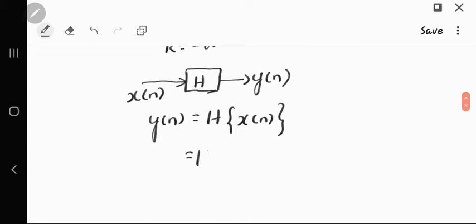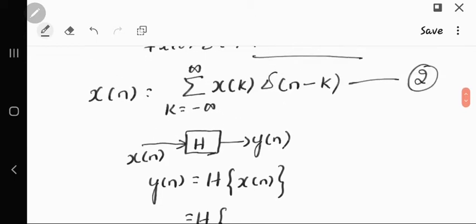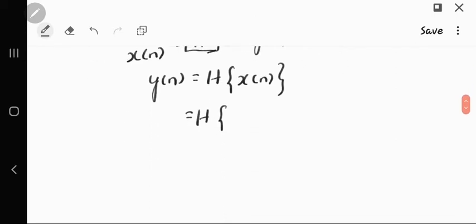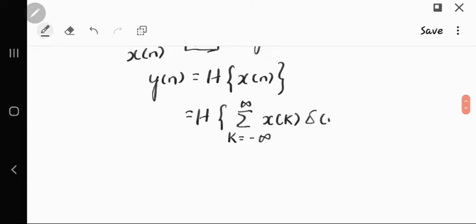Now substitute x of n here. So I am substituting this x of n value, that is from equation 2, which gives you h of summation k equals minus infinity to plus infinity x of k delta n minus k. So give an equation number for this as well, that is 3.